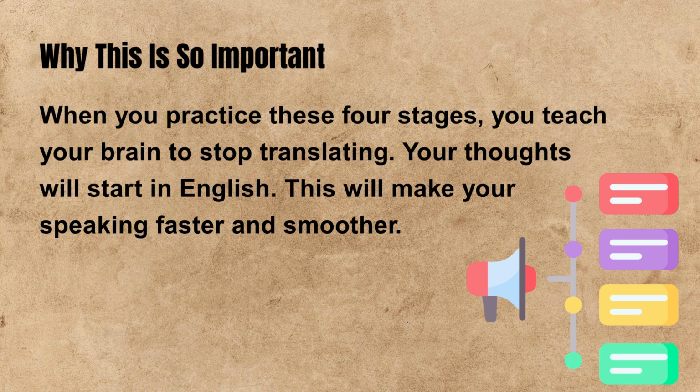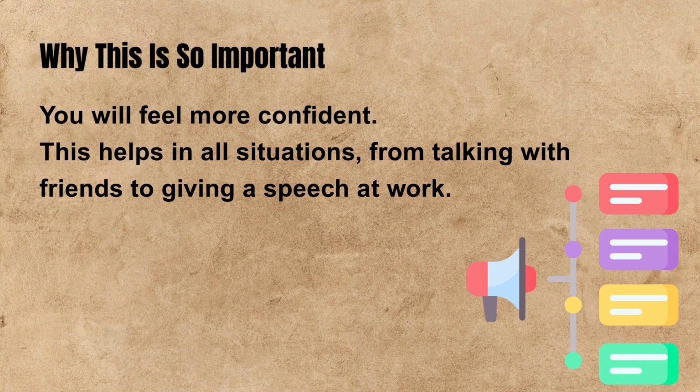Why is this so important? When you practice these 4 stages, you teach your brain to stop translating. Your thoughts will start in English. This will make your speaking faster and smoother. You will feel more confident. This helps in all situations, from talking with friends to giving a speech at work.